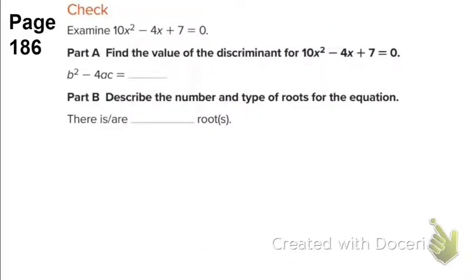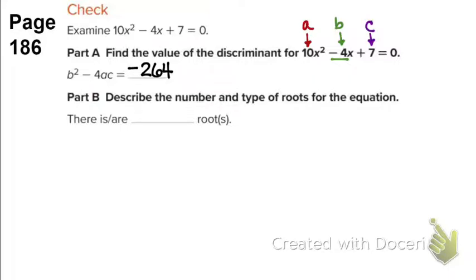Go ahead and pause the video. Find the discriminant for 10x squared minus 4x plus 7. Go ahead and hit pause now. Find the value of that discriminant and then come back and check your answer. All right, welcome back. You should have gotten the value for that discriminant to be negative 264. Your value for A was 10. Your value for B was negative 4. Don't forget that negative. And then your value for C was 7.